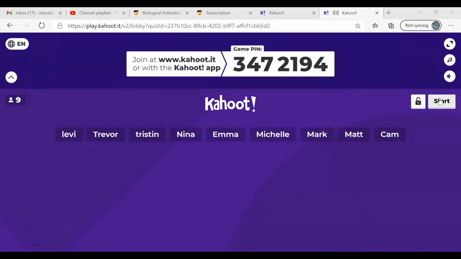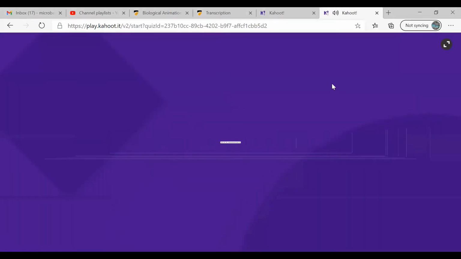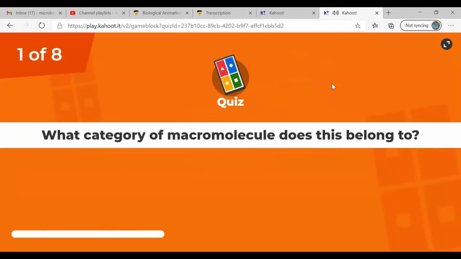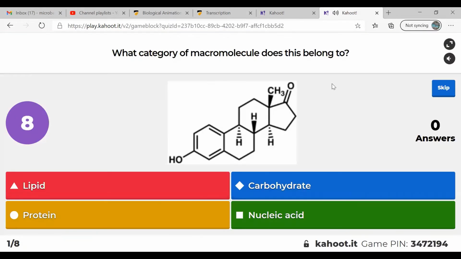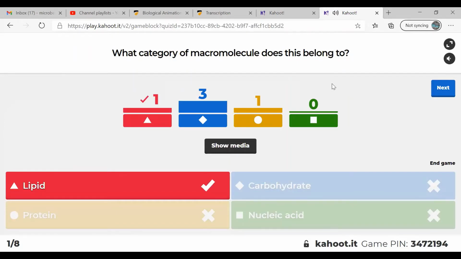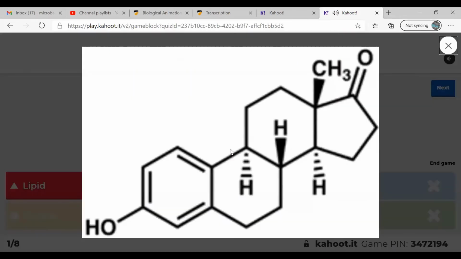Okay, here we go. Question 1, what category of macromolecule does this belong to? Only 10 seconds, got to answer quickly. So that was a lipid. Let's take a quick look at the diagram. That, by the way, is not cholesterol, I think that's testosterone. That is a steroid, and steroids are lipids because they're mostly carbon and hydrogen, 2 oxygens only and a whole bunch of carbons in there.